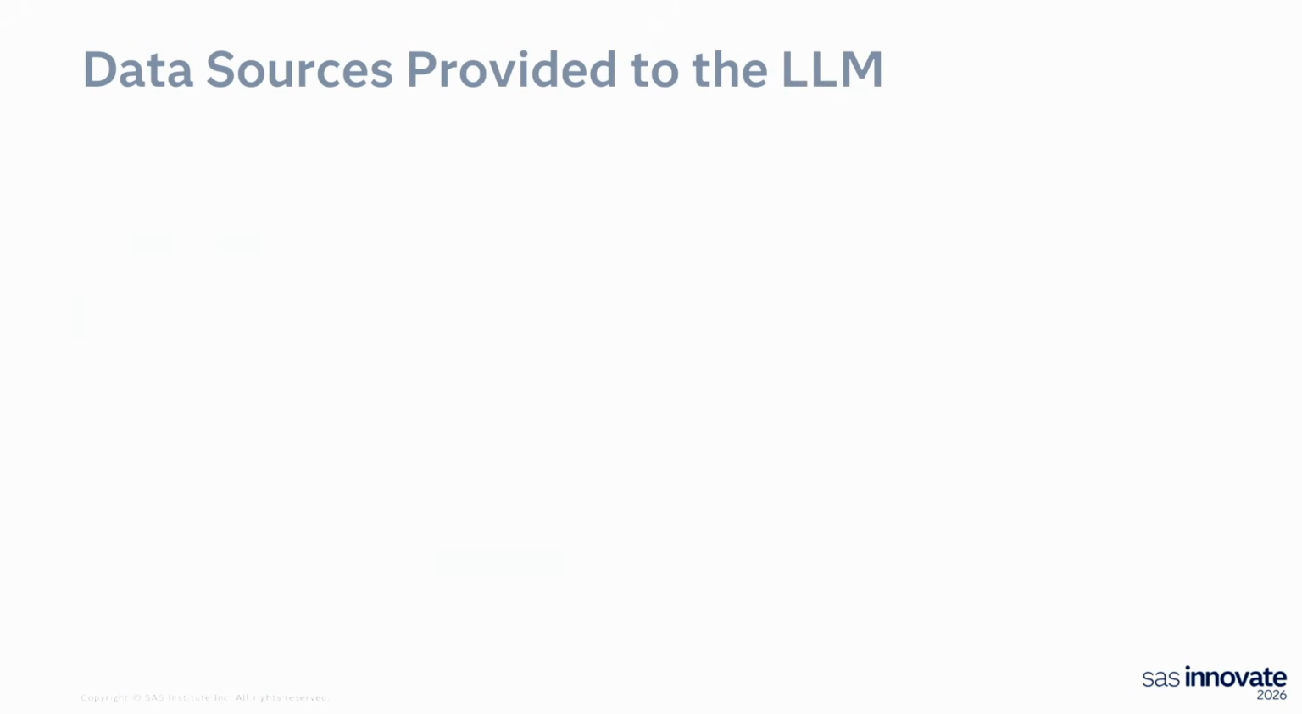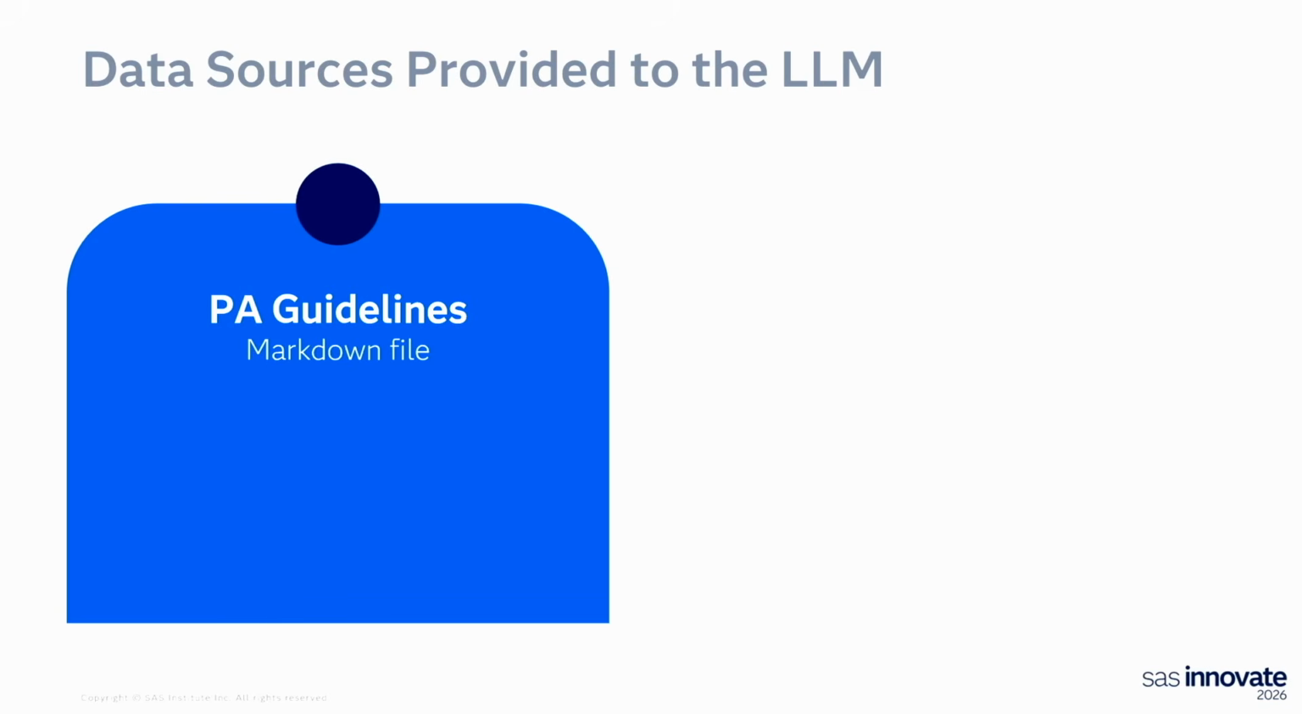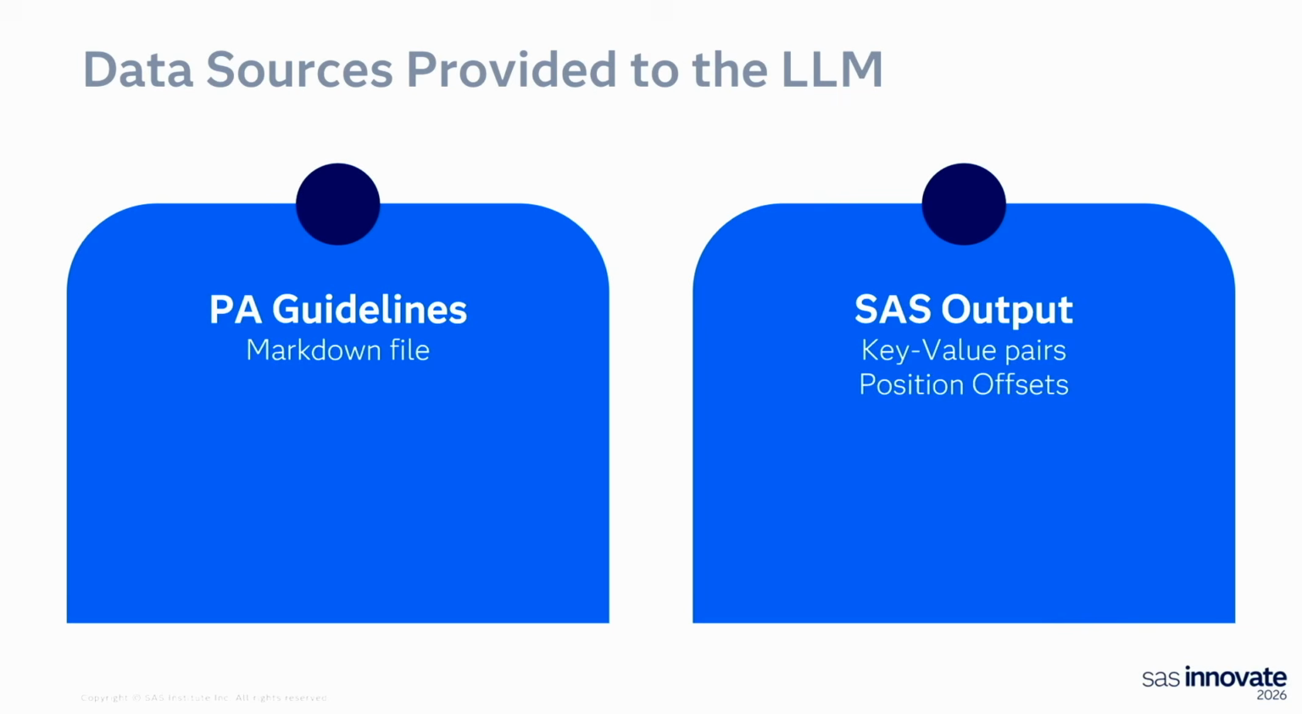I input the data as a markdown file for the PA guidelines. The reason I do that is I've had a lot more success with LLMs, and I don't know what you guys have experienced, but when I use Markdown, it preserves a lot of the structure, and that seems to benefit the output from the LLM. And then from the SAS output, we're taking the key value pairs data as well as the positional offsets that I showed you earlier.